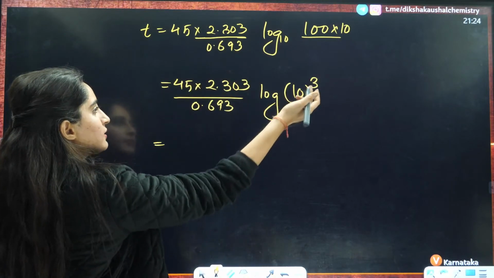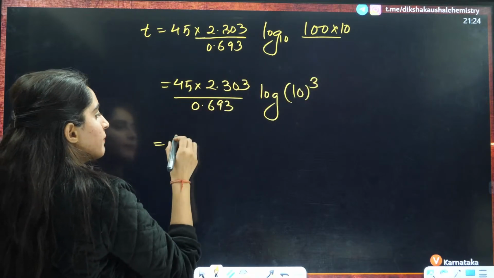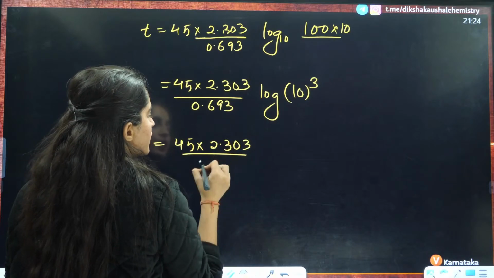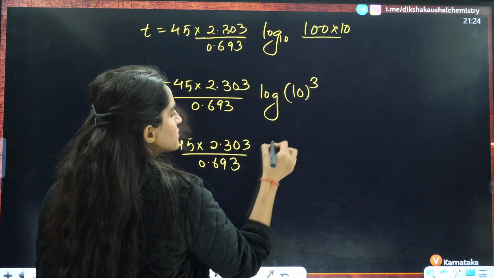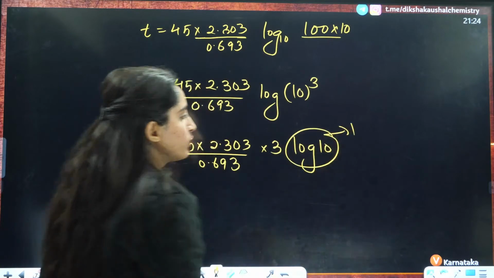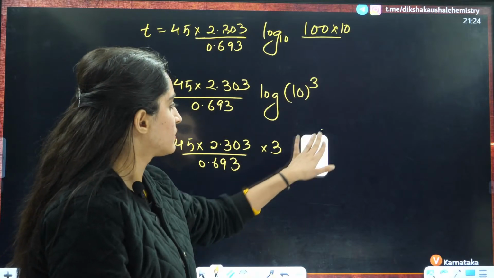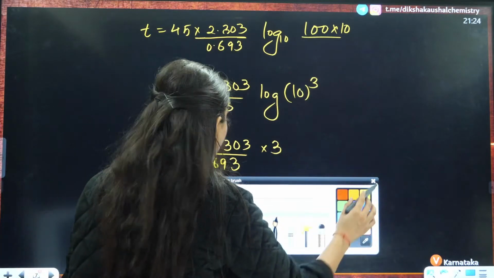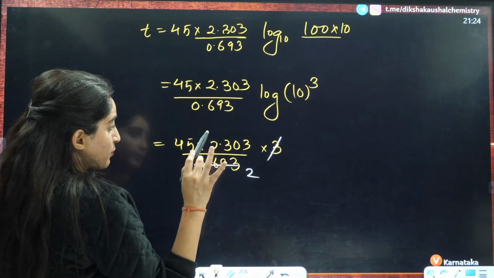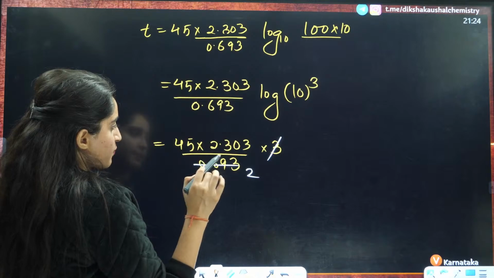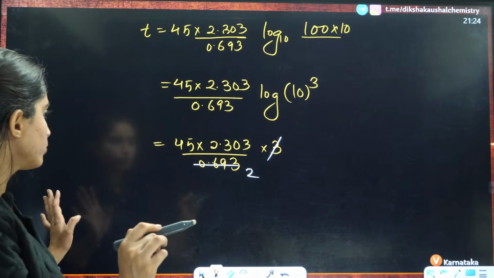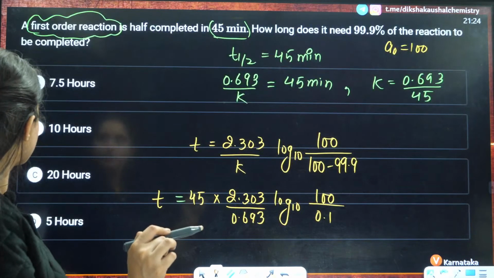Now we know that the thing that is in the power will come in the front. So it will be 45 multiplied by 2.303 divided by 0.693. This is 3 log base 10. That will turn out to be 1 only. Right. So here answer will be this one. Now you just need to calculate this thing here. It will be approximately 2. I'm just calculating the approximate answer here. Right. Approximately 2 here.